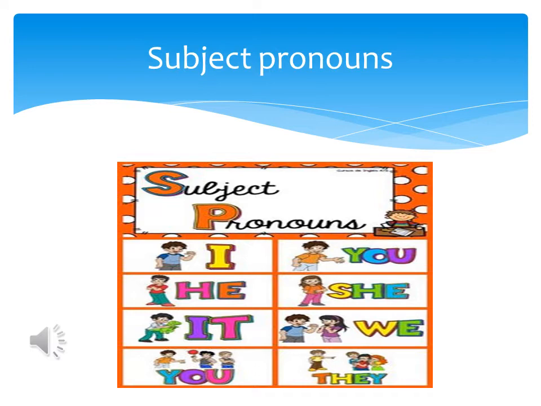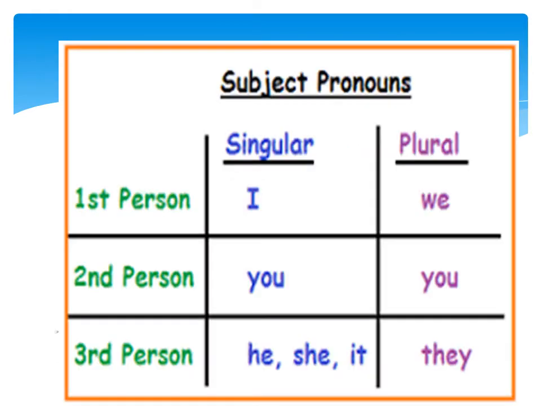Before moving to the conjugation of the verb to be in simple present tense, we have to know the subject pronouns in English. I, you, he, she, it. We, you, they. Subject pronouns in English are two categories. We have singular and plural. The singular ones: I, you, he, she, it. And the plural ones are we, you, they.